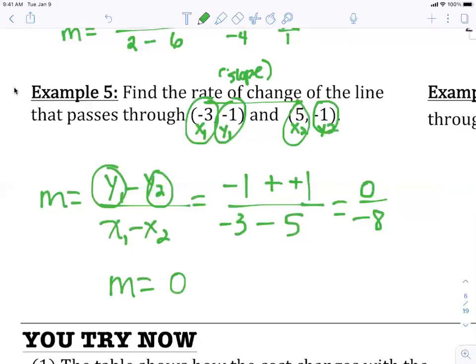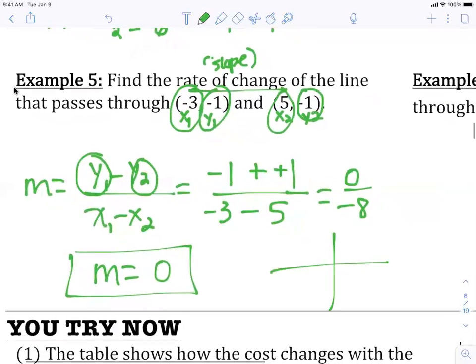So what that tells me about this line is that it's not increasing and it's not decreasing. Cool thing is if you were to graph these points, if I go left 3 down 1, and right 5 down 1, if you graph that line, you're going to notice that this is actually the case. It's not going up and to the right, it's not going down and to the left, which means that's a perfect example of a case where your slope is 0.